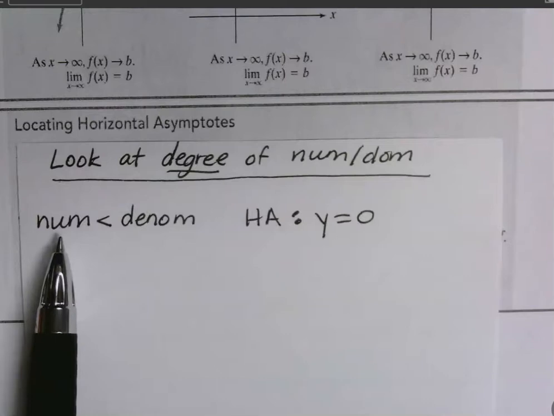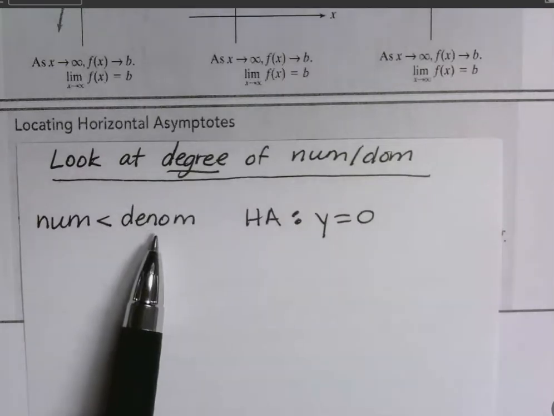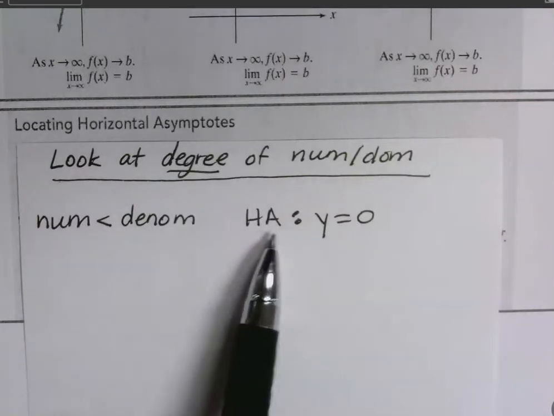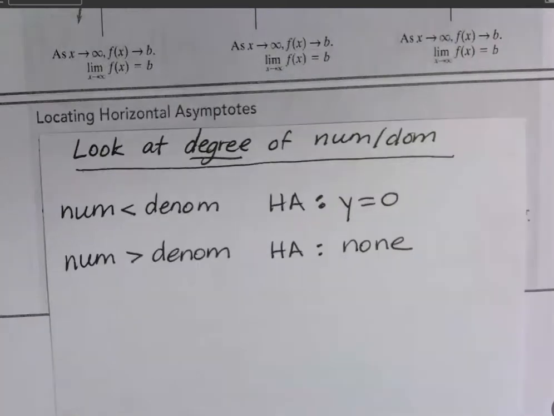If the degree of my numerator is less than the degree of the denominator, then the horizontal asymptote is just y equals 0. If the degree of the numerator is bigger than the degree of the denominator, then there is no horizontal asymptote. You might remember from doing this earlier that that's when we would look for a slant asymptote. But just in terms of horizontal asymptote, there's not one.